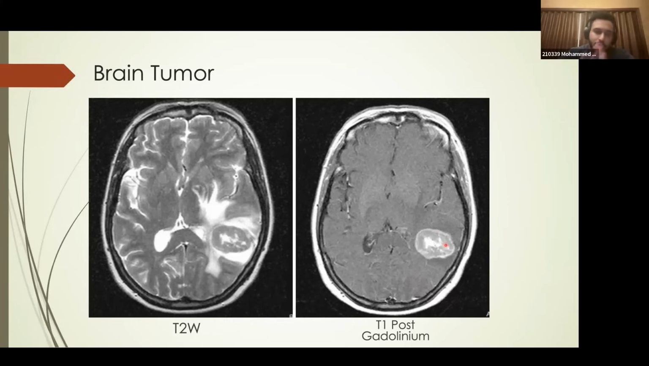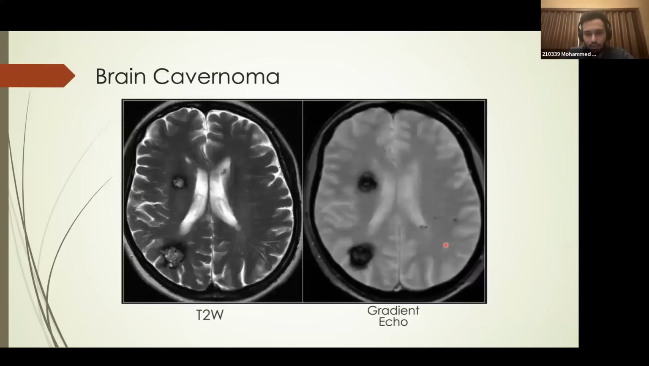Use gadolinium mostly on T1 weighted images. I'm not 100% sure exactly what the reason is, but what I know is it's better to visualize masses when you use gadolinium with T1 than with T2. Now this is a brain cavernoma. Just to tell you guys what a cavernoma is: it's basically a malformation of blood vessels and basically accumulates blood in one area.